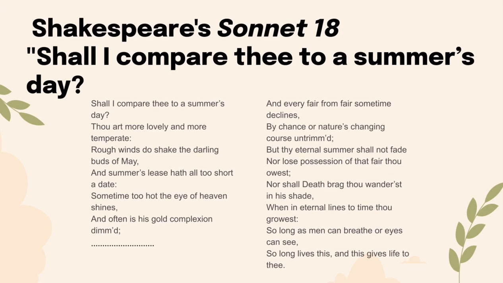The last line is so impactful, and I will explain why. He's comparing his lover. When he's talking about "you," he's talking about his lover, right? So he's comparing his lover to a summer's day. And summer dies out too quickly, right? So he's saying that his love is undying, is eternal, while a summer's day dies too quickly.